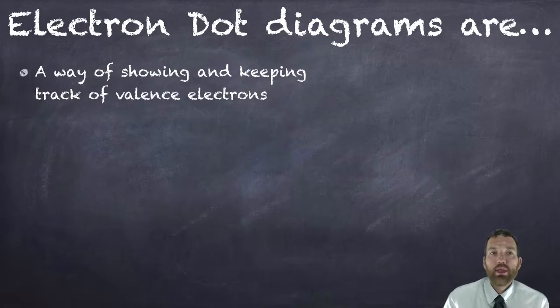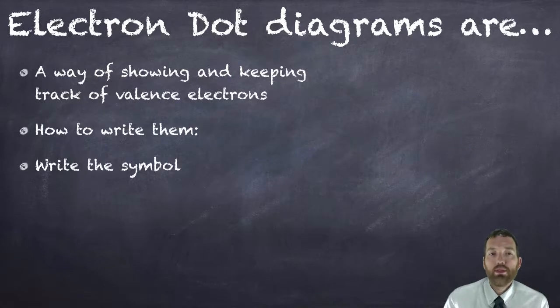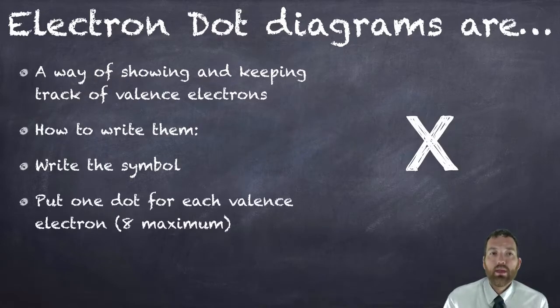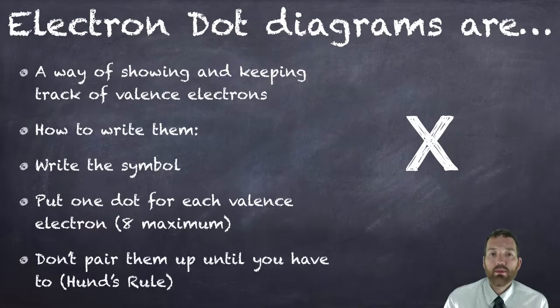So a way of showing and keeping track of valence electrons is the electron dot diagram, which we've talked about before. To write them, all you need to do is write a symbol. Then you put 1 dot for each valence electron, and each element can at maximum only have 8 valence electrons. So you put them on the 4 corners. And remember, we don't pair them up until we have to, according to Hund's rule. We learned about that back in chapter 5. So if we were putting 8 valence electrons, we would do so like this.